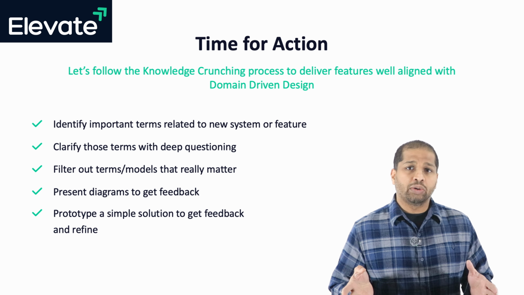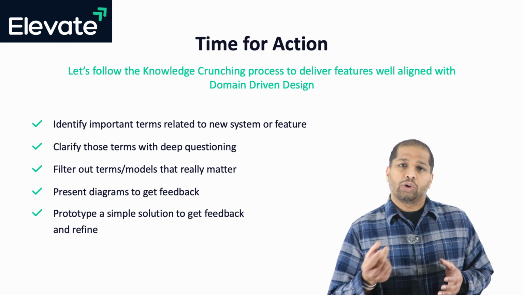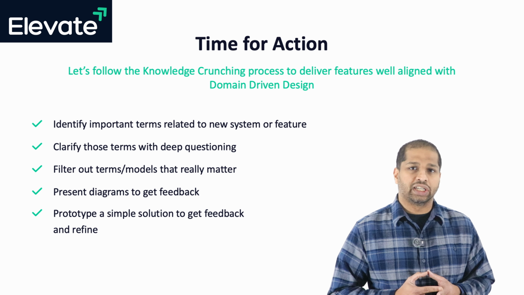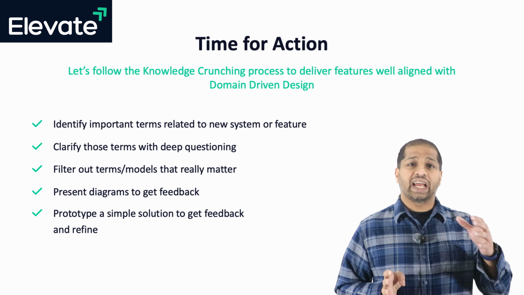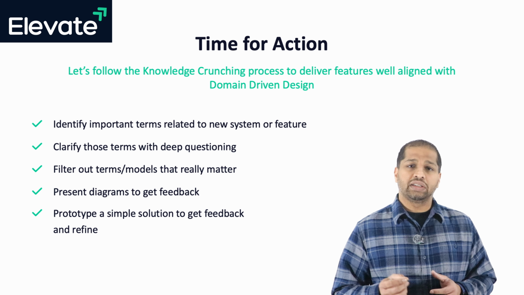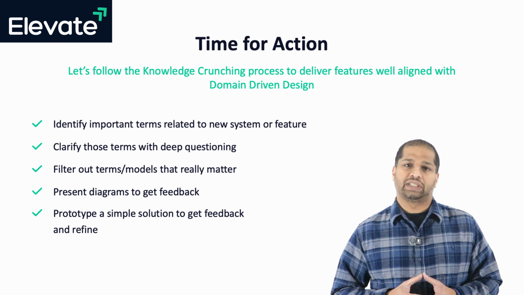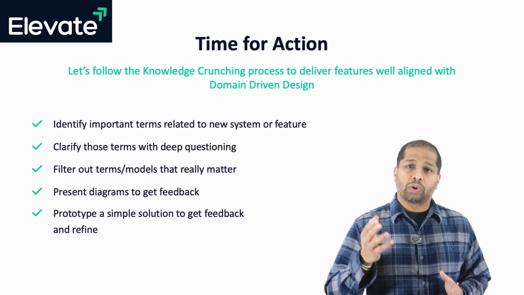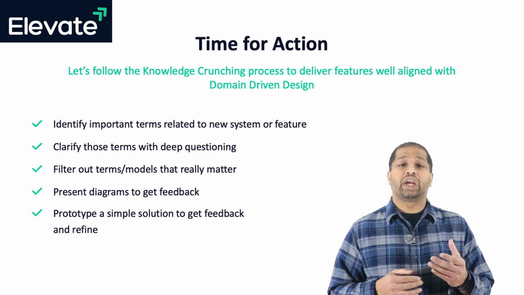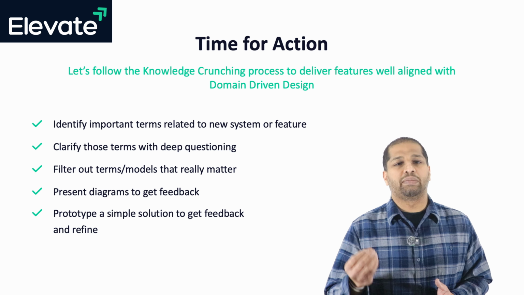Third, filter out terms or models that really matter to the feature or system in consideration. Fourth, present an interaction diagram encompassing the relevant models and interactions to get feedback from domain experts. Finally, prototype a simple solution to get further feedback and iterate the process to refine the models.